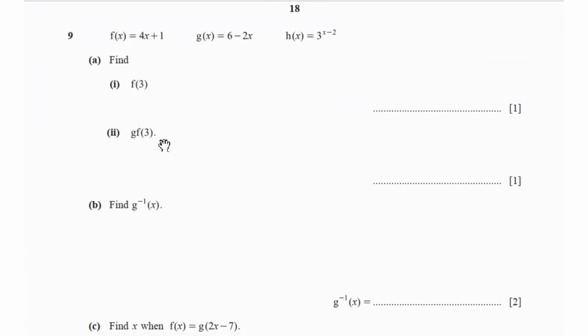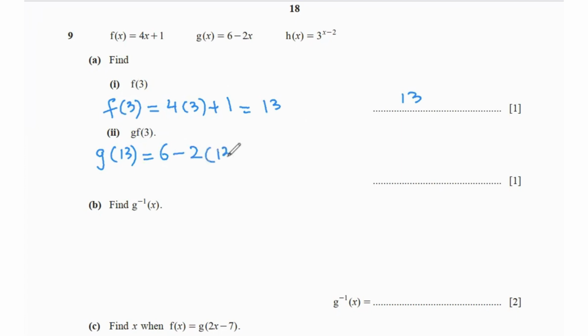Question 9 says we have three different functions. First, we have to find the value of f of 3. Easy, f of 3 equals 4 times 3 plus 1, which is 13. Then g of f of 3, so we're going to put the value of f of 3 in the g function. That's going to be g of 13 because f of 3 is 13. So 6 minus 2 times 13, 6 minus 26, that's negative 20.